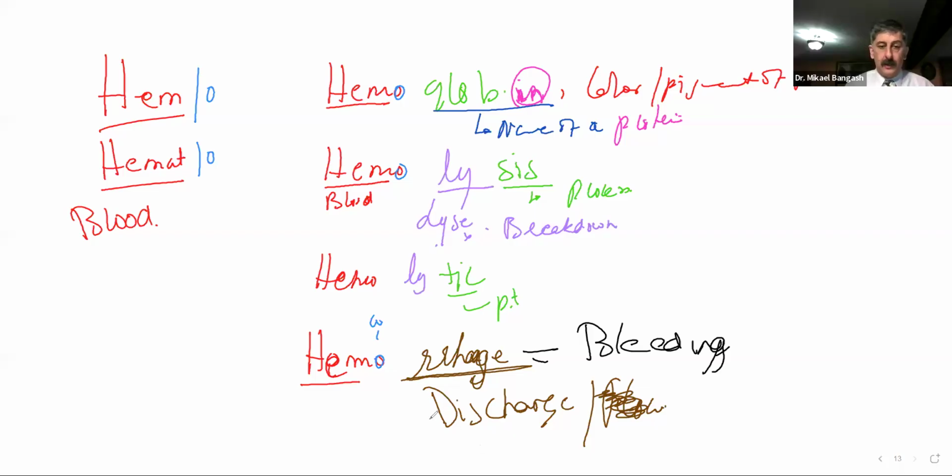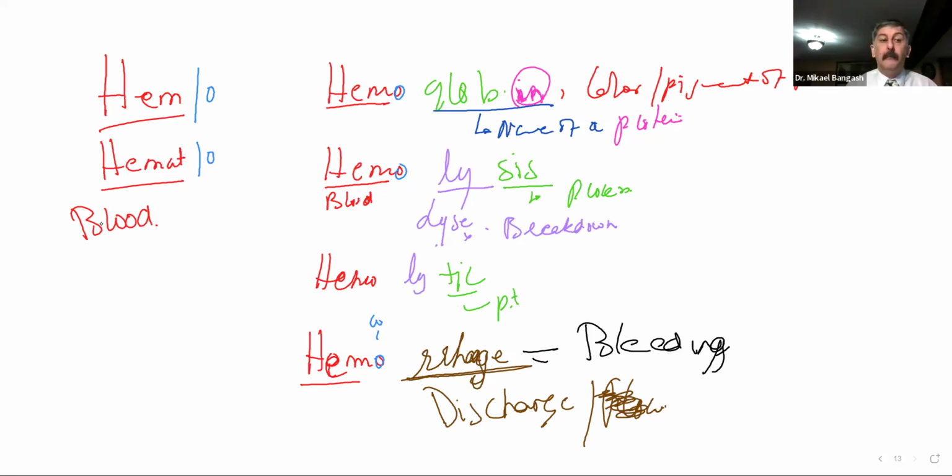Okay, guys. Now when we say a bleeding where the blood is being discharged, you can actually say that it leaves the body. That's what you call a hemorrhage. What if you bleed, but the blood doesn't leave your body? What do we call that? Internal hemorrhage.